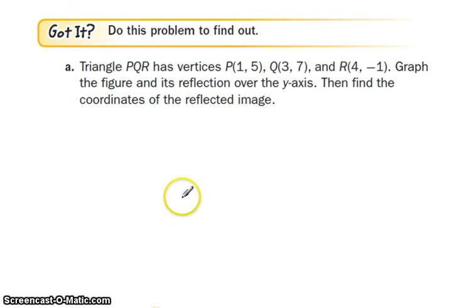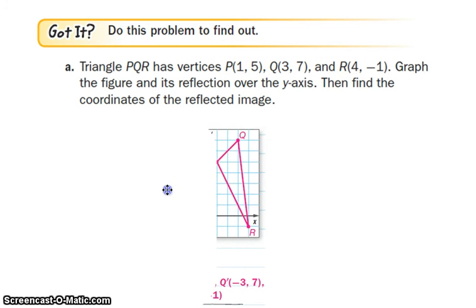Alright, so the first thing that you needed to do is plot triangle PQR, and here are the original vertices, P, Q, and R. So when we graph this, here's what your original image should look like right here. Okay, so they're asking us to reflect it over the y-axis. So here's your y-axis right here. So we're going to flip this over to this side.